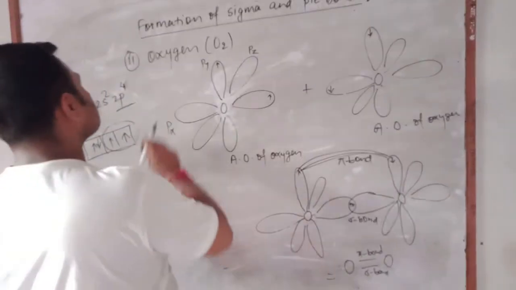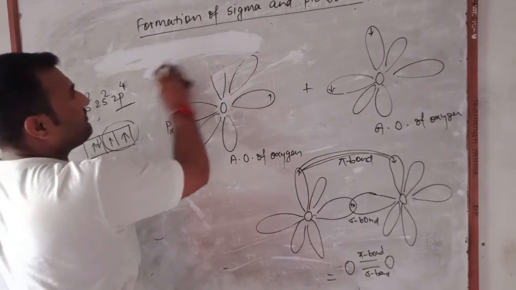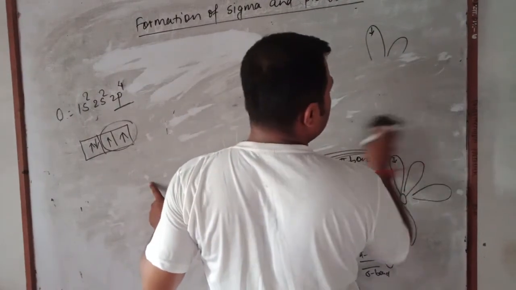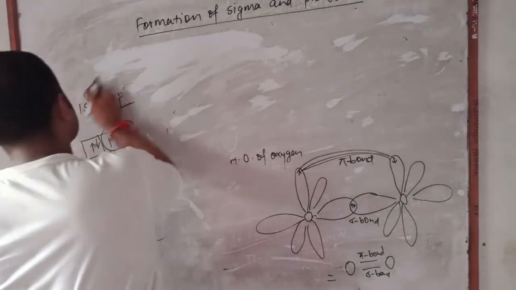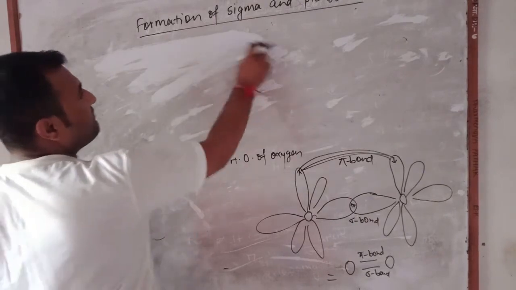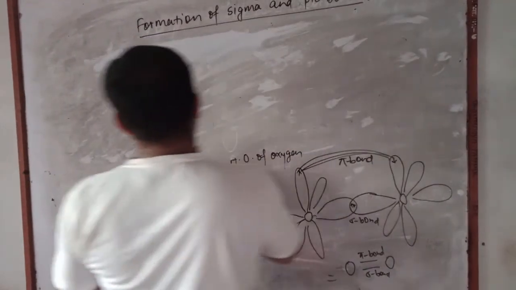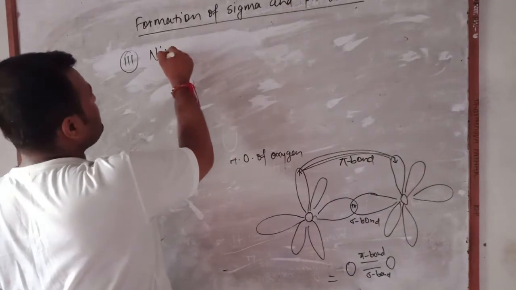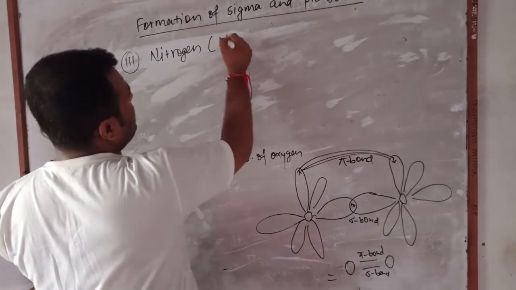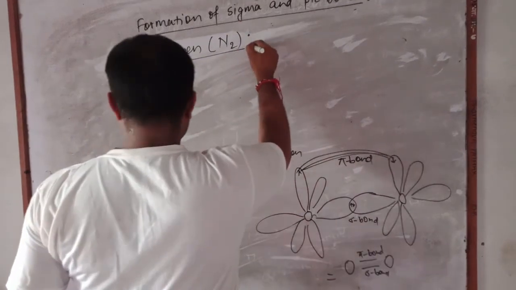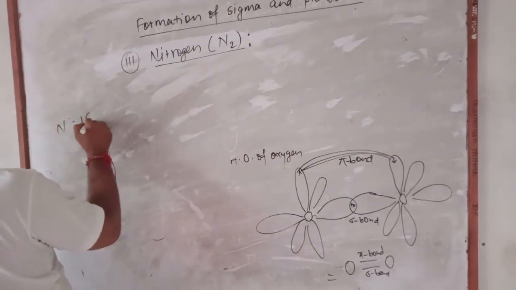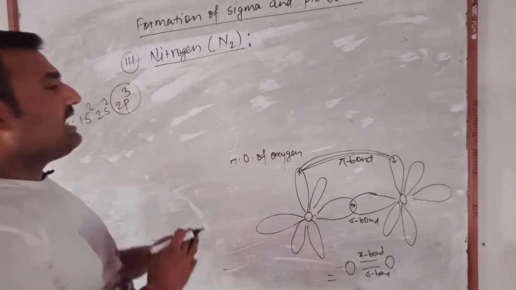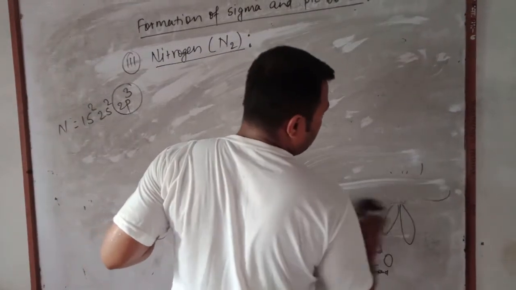By the same way we can explain the formation of pi bond in nitrogen. In a nitrogen molecule there exists a triple covalent bond between two nitrogen atoms. The third structure that we explain on the basis of valence bond theory is nitrogen. Two nitrogen atoms combine, and nitrogen is 1s2, 2s2, 2p3. Here these three atomic orbitals are half filled, px, py and pz.